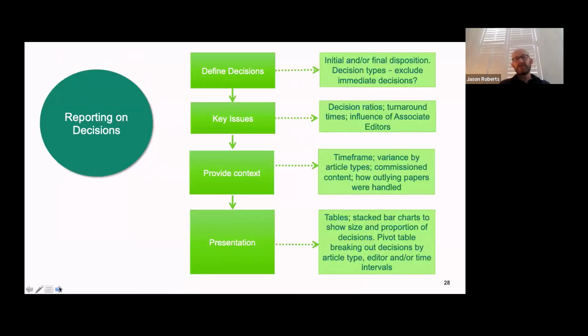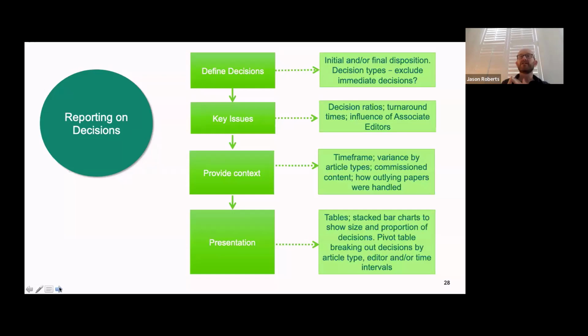Okay, so we're almost into the final stretch, which is just talking about non-peer review reports. The final ones I just wanted to mention are about decisions. Again, define what the decisions are that you want to report, and if there's anything you want to exclude, particularly if you're talking about timings. Things that you might want to report on are decision ratios, turnaround times, maybe the influence of associate editors.